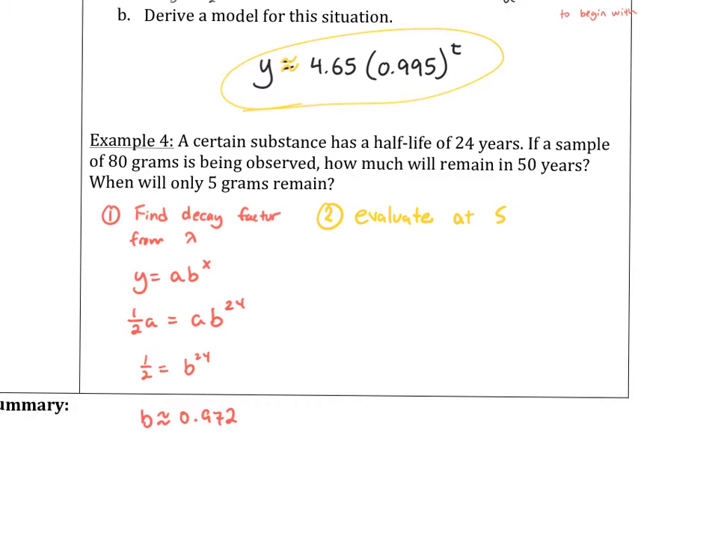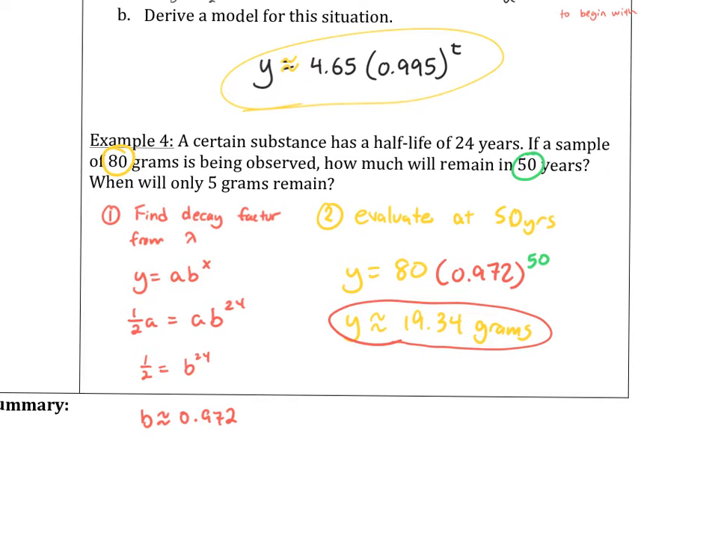And now from there, we're going to evaluate at 50 years. Now, we don't actually have the model yet, so I'm going to make the model real quick. We know the beginning amount is 80. So y is equal to 80 times our b, 0.972, and I'm just going to substitute in the 50 years there. We just plug that into our calculator. The answer to part 1 is 19.34 grams after 50 years.